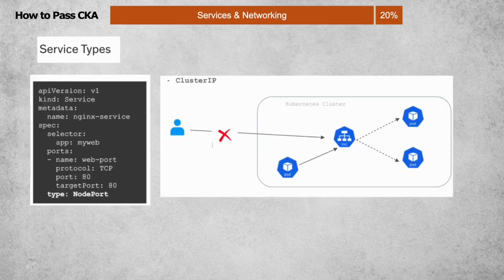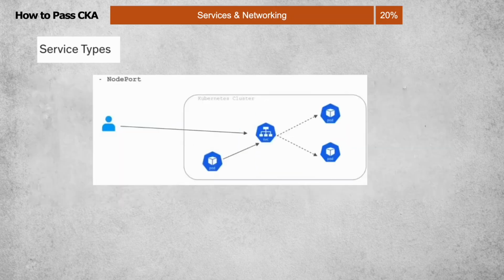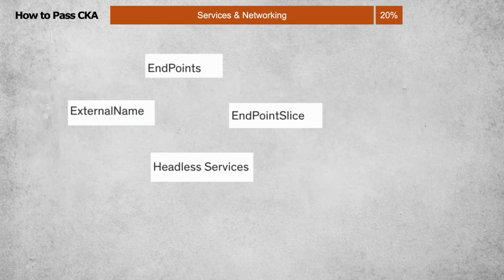And when it comes to services and networking, we have to know the service types practically: cluster IP, node port, how that is working, as well as endpoint, external name, endpoint slice, headless services. We should have done all of these practically and understand them. Also, we must be able to go to the right page in the documentation.